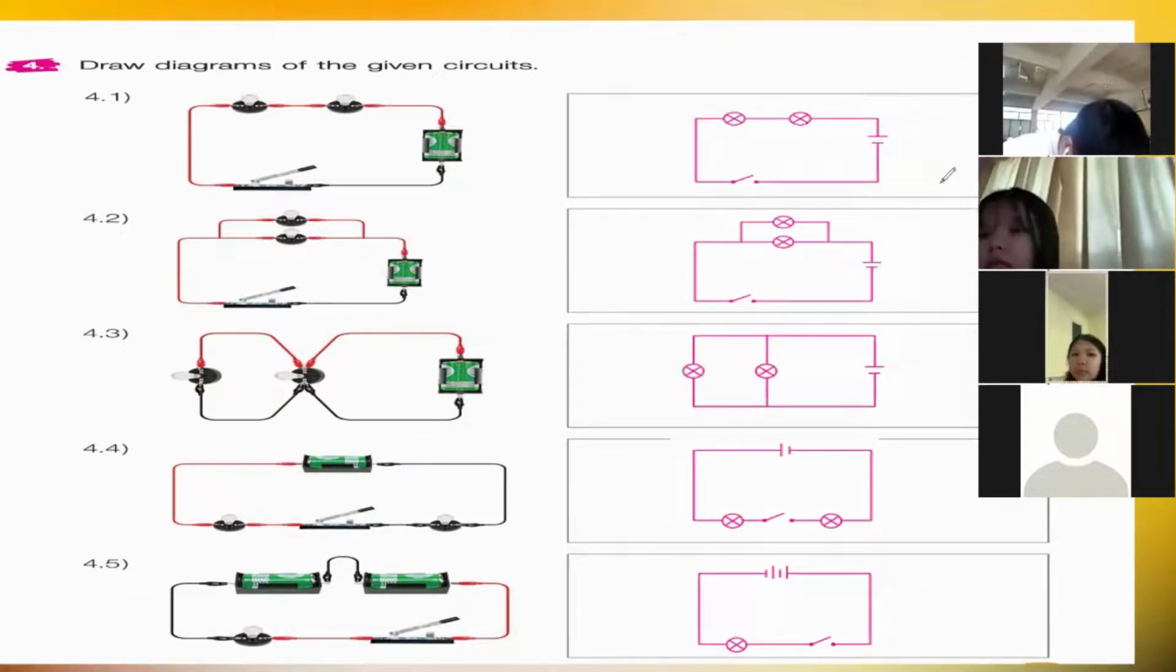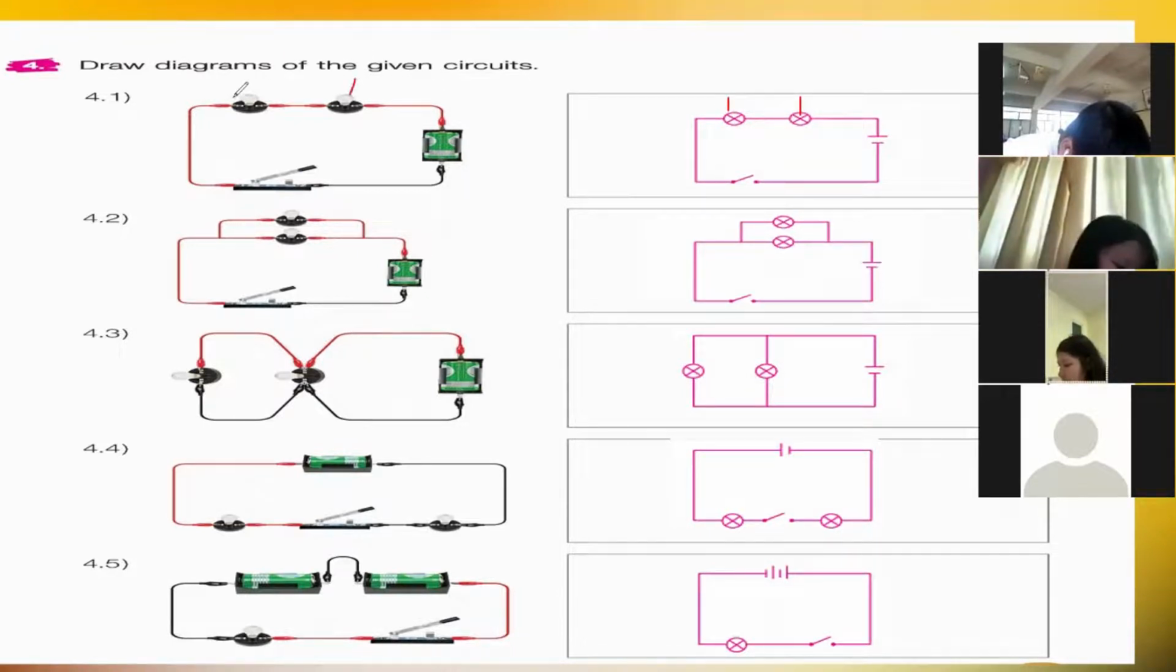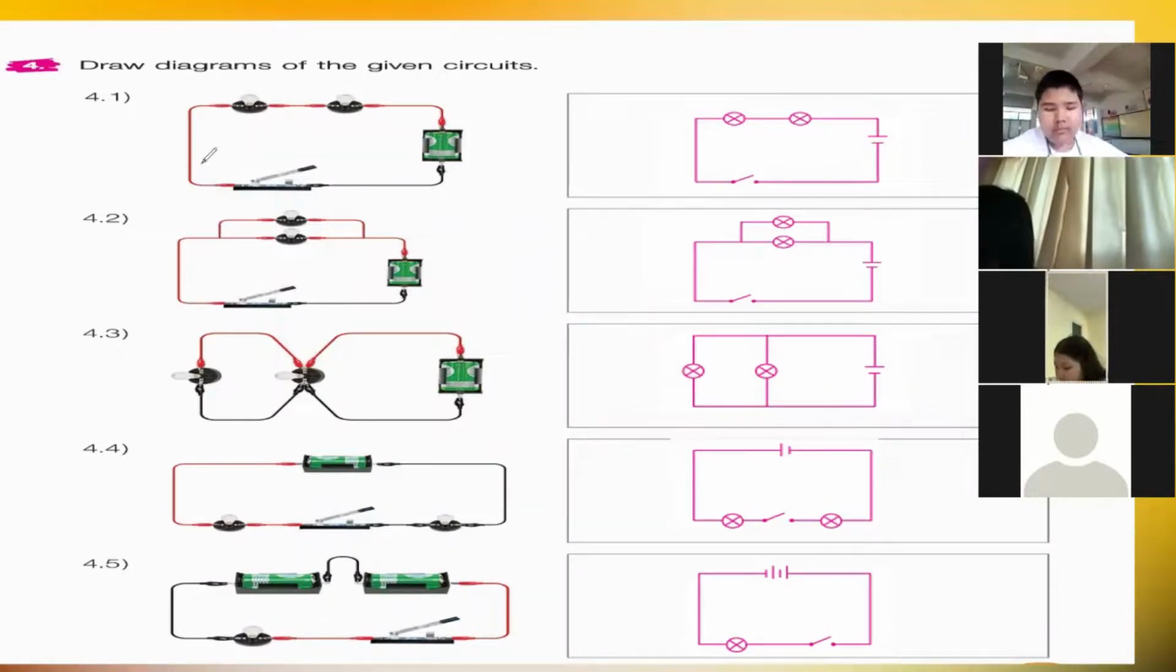Like circuit number 1, here you can see these two points are bulb 1 and bulb 2. At this point in the circuit, the battery is attached. Battery, one side is plus, other side is minus. Now what is this point? This point is the switch, on off. So this is the diagram of circuit 4.1.